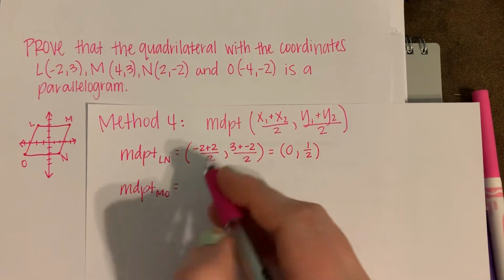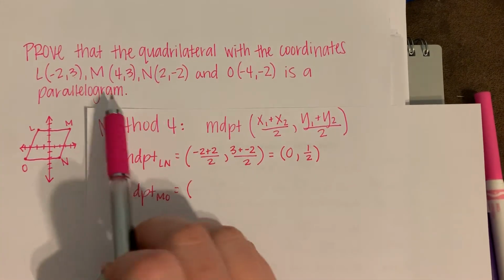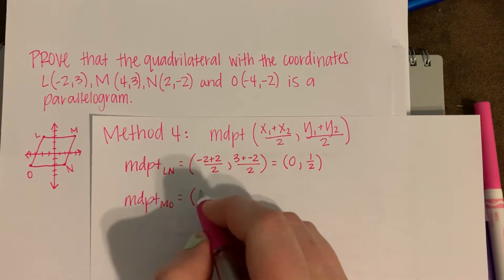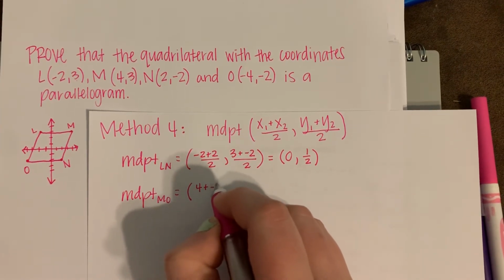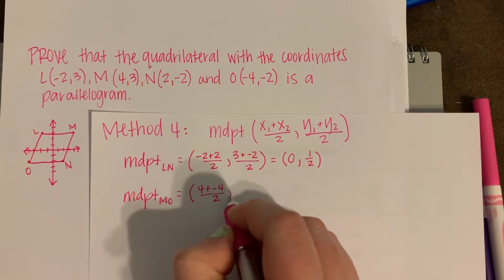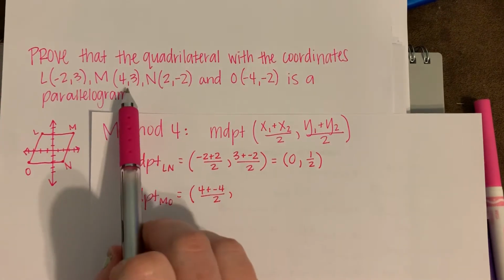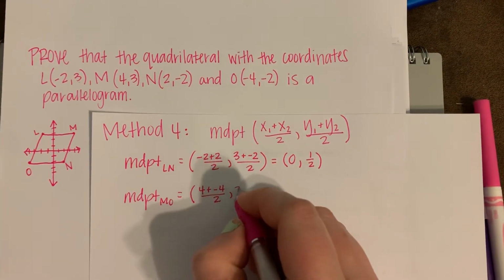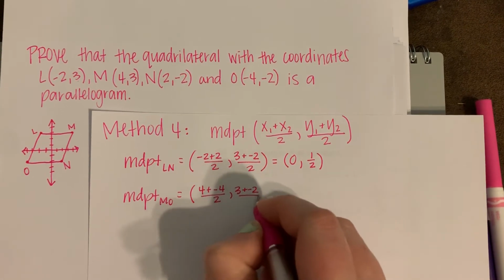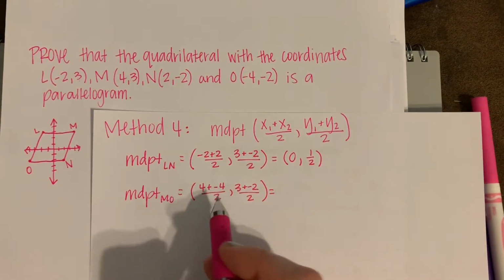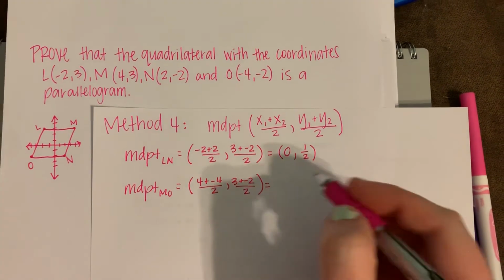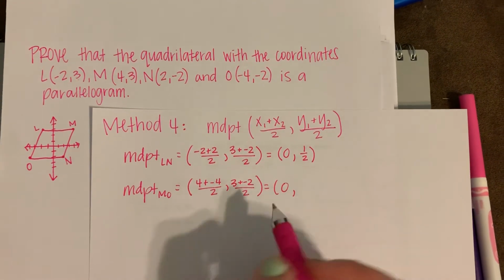M and O are here. Plugging them into the midpoint formula. Add your x's. x1 plus x2. 4 plus -4 over 2. Add your y's. 3 plus a -2 over 2. Okay, 4 plus -4 is 0. Over 2 is still 0.